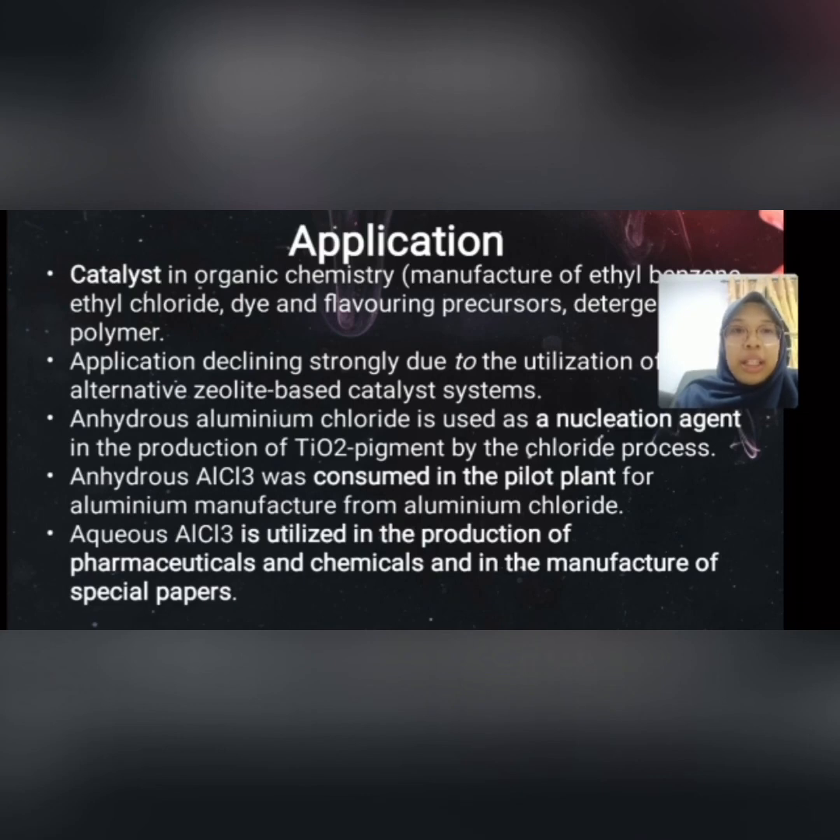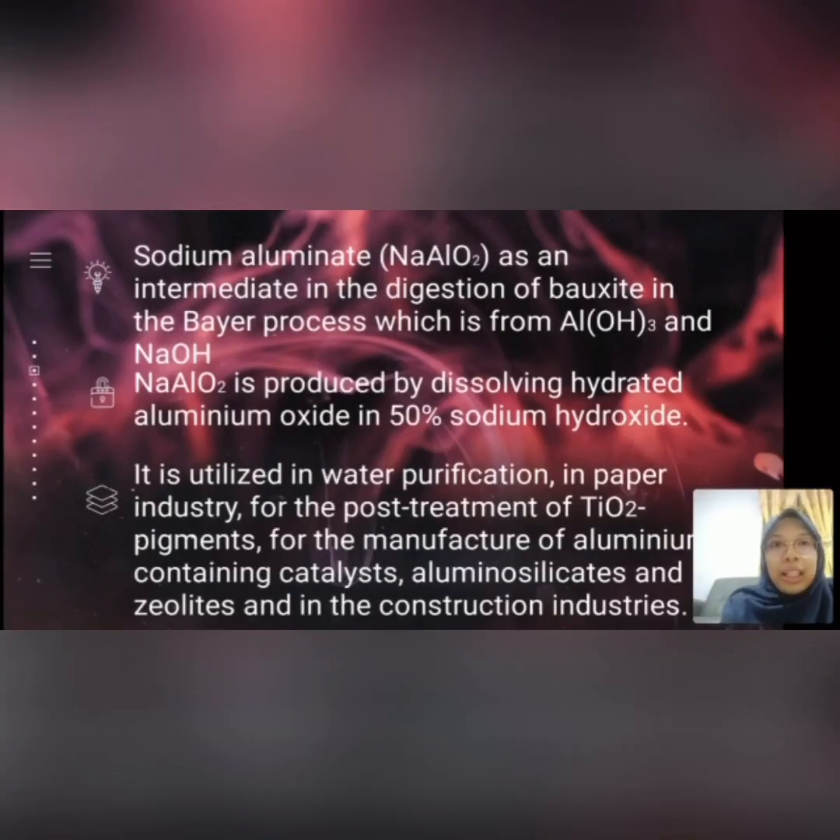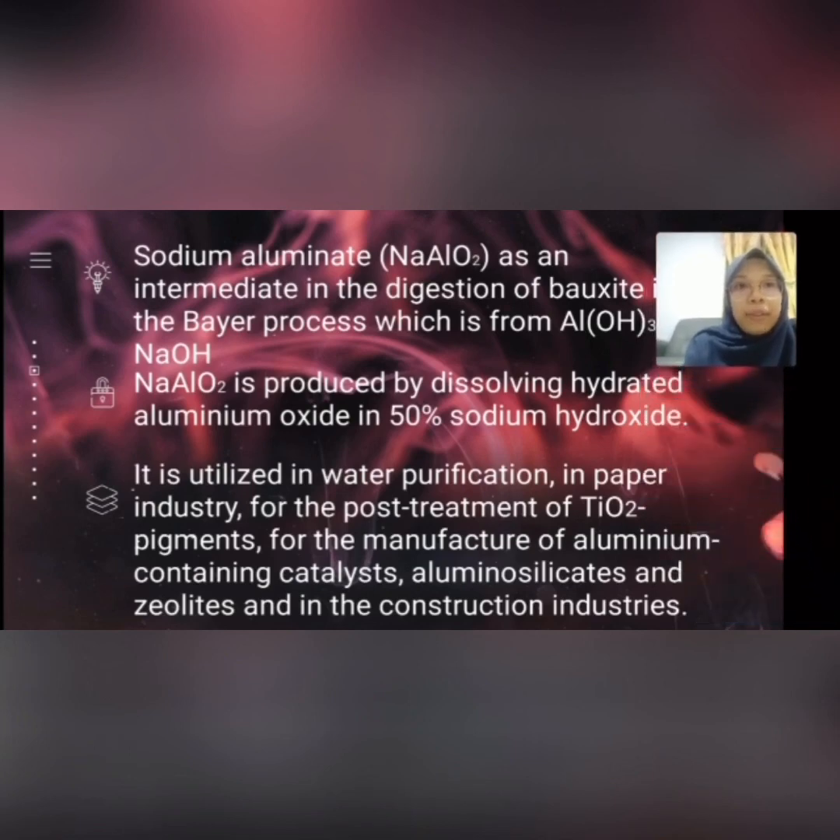Aqueous aluminium chloride is utilized in the production of pharmaceuticals and chemicals, and also in the manufacture of special papers. And for the last one, sodium aluminate. Sodium aluminate is an intermediate in the digestion of bauxite in the Bayer process, formed from aluminium hydroxide and sodium hydroxide. Sodium aluminate is produced by dissolving hydrated aluminium oxide in 50% sodium hydroxide. The applications for sodium aluminate are water purification, paper industry, the post-treatment of titanium dioxide pigments, and the manufacture of aluminium-containing catalysts, aluminium silicates, and zeolites.